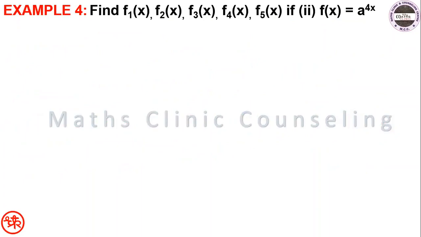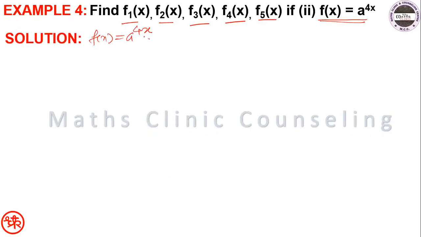Then here also find f1 of x, f2, f3, f4, f5 from the function f of x is equal to a to the power 4x. Is that clear? So let us see what is given here. f of x is equal to a to the power 4x. So let us see.